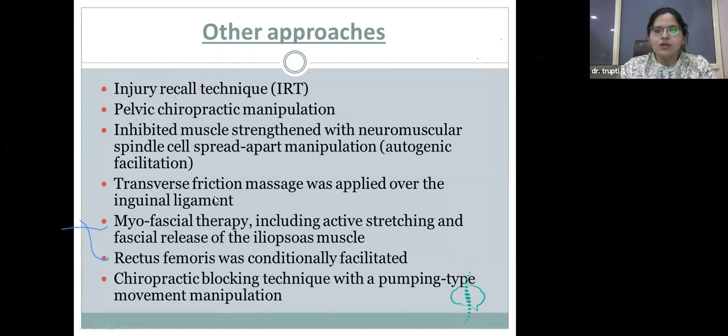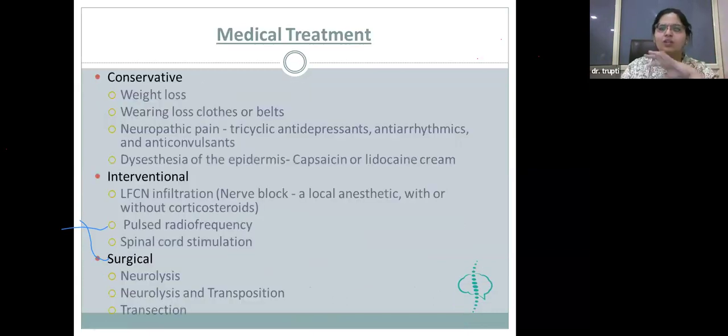Soft tissue technique over the hypertonic muscles, which are usually the inguinal ligament, then your iliopsoas, again your rectus. So here you can perform some kind of soft tissue techniques. Myofascial therapies, including active stretching and fascial releases of the iliopsoas muscle, with the rectus femoris conditionally facilitated. Chiropractic blocking technique with pumping type movement manipulation. These all are the techniques that you can perform.